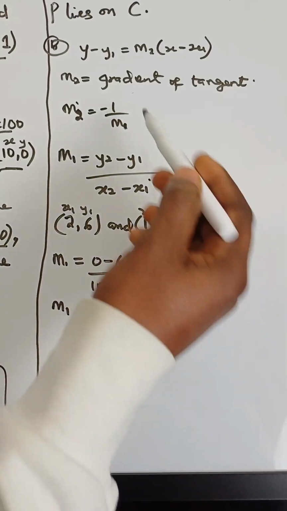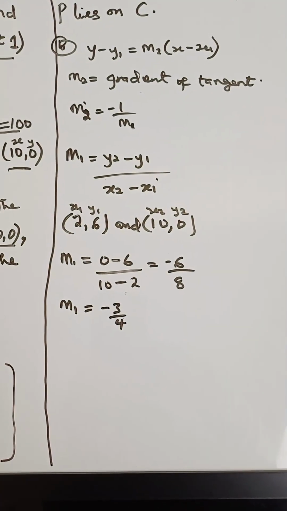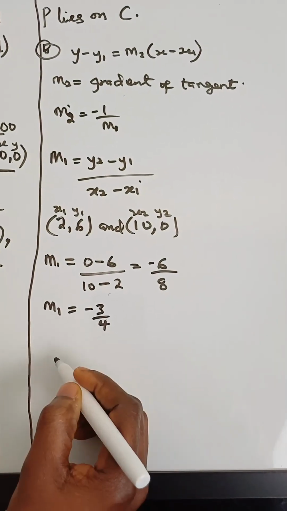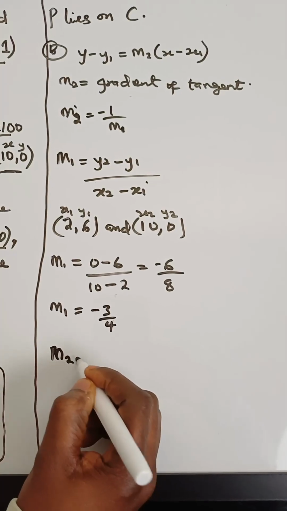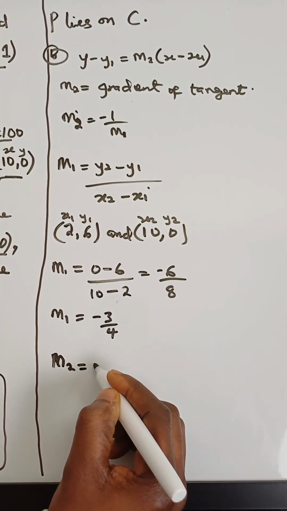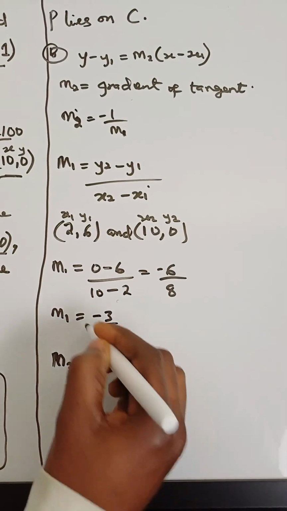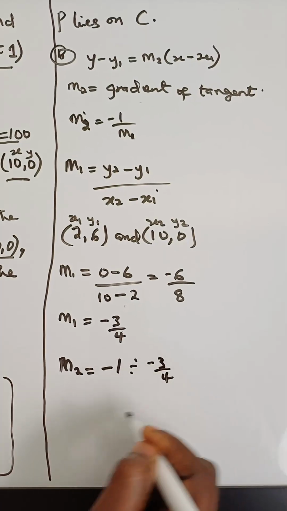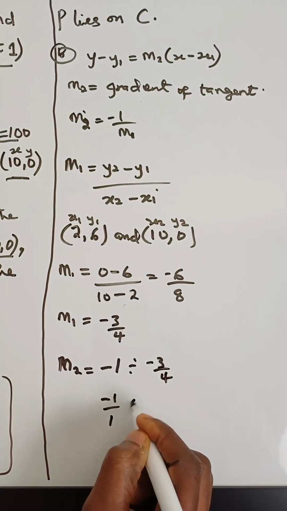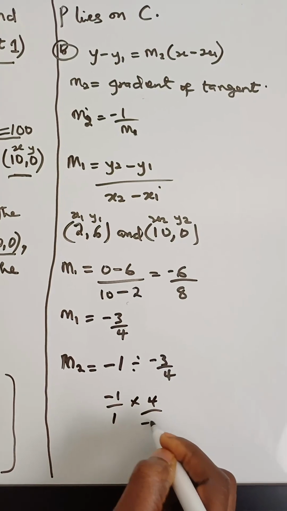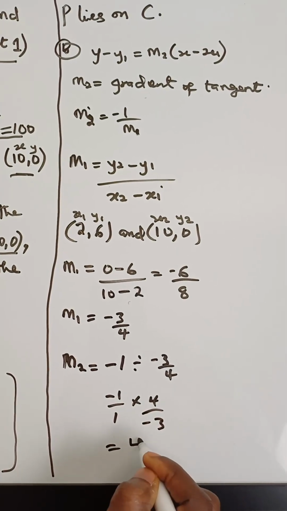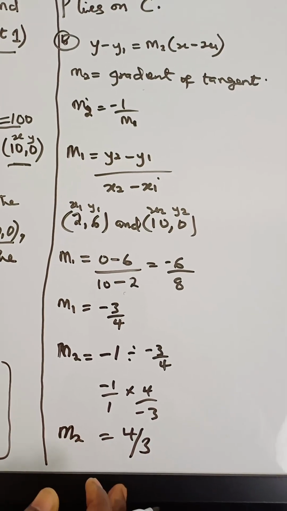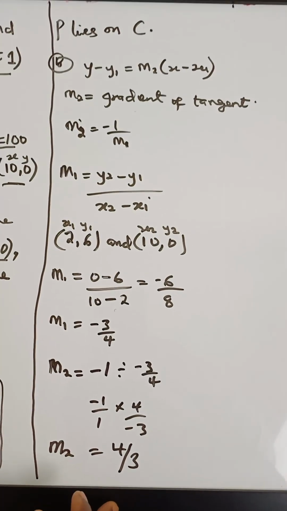And since we have to find the equation of the tangent, we need the gradient of the tangent. Now to get the gradient of the tangent that I named m2, that will be minus 1 divided by the gradient of the radius, minus 3 over 4. That is minus 1 times 4 over minus 3, and this will give us 4 over 3. So m2, which is the gradient of the tangent, is 4 over 3.